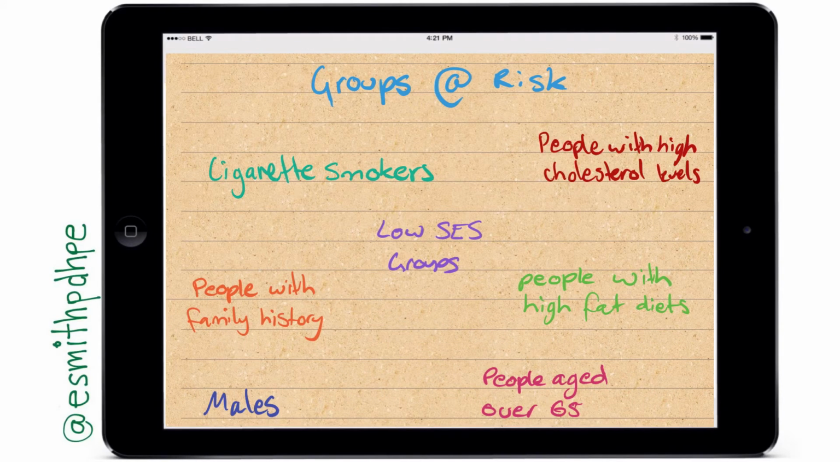Now we have a look at the groups at risk. Obviously, one of the high groups at risk here are people who smoke cigarettes. We have low socioeconomic status groups, people with a family history of cardiovascular disease. We already know that males are more susceptible to cardiovascular disease than females. People aged over 65, people with high fat diets, and people with high cholesterol levels.